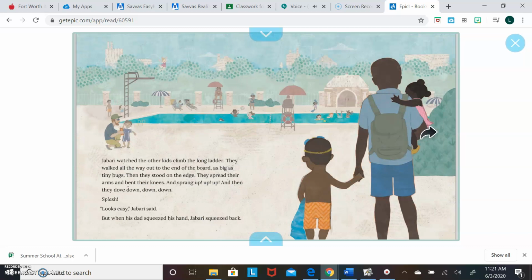Jabari watched the other kids climb the long ladder. They walked all the way out to the end of the board, as big as tiny bugs. Then they stood on the edge. They spread their arms and bent their knees and sprang up, up, up, and then down, down, down. Splash! Looks easy, Jabari said. But when his dad squeezed his hand, Jabari squeezed back.